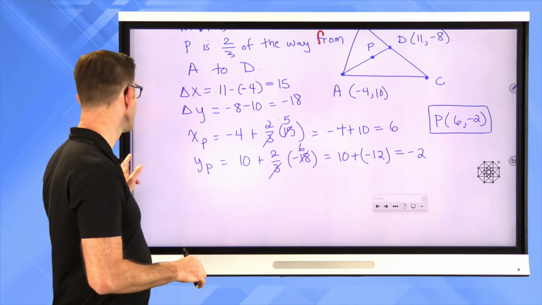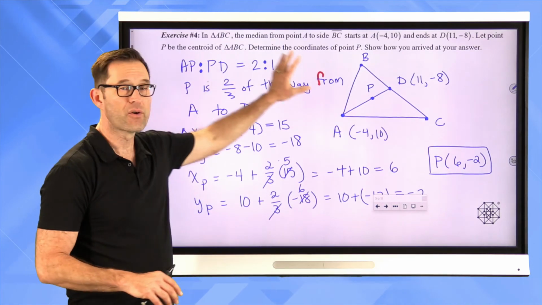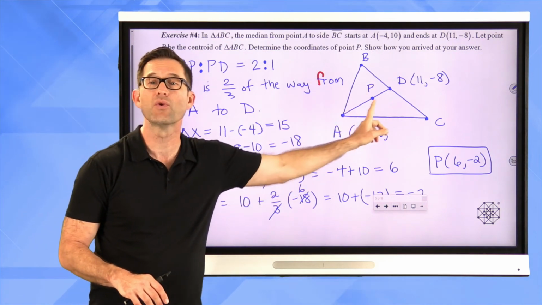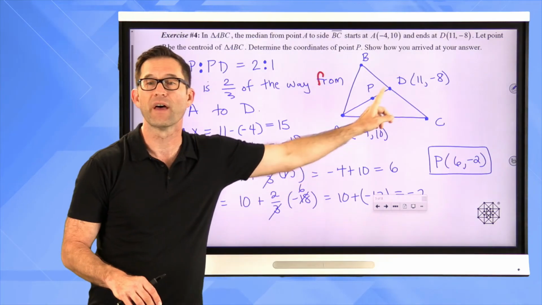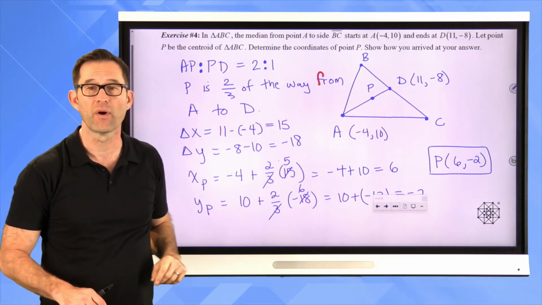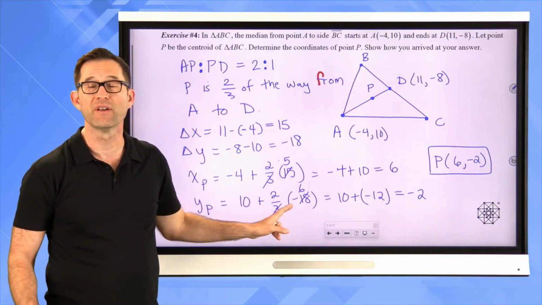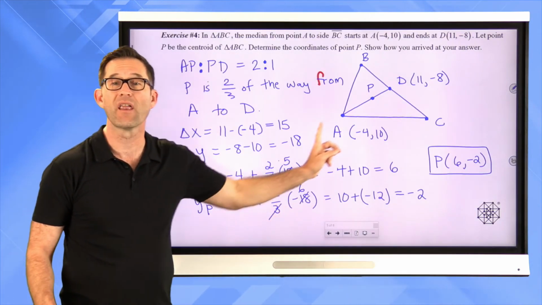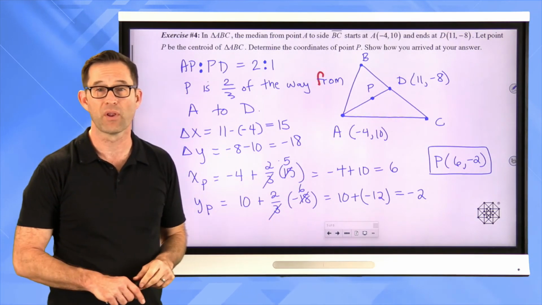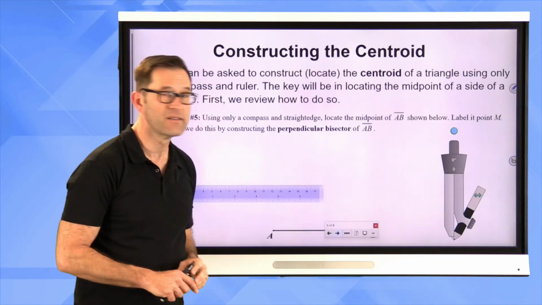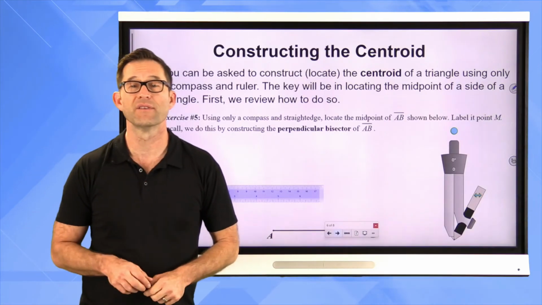One lesson being how do we locate the centroid, right? And the fact that the centroid will be at this 2 to 1 ratio from the vertex to that midpoint, right? And then the other piece, how do we find a partition point along a directed line segment in the coordinate plane? Okay, let's now take a look at constructing the centroid.